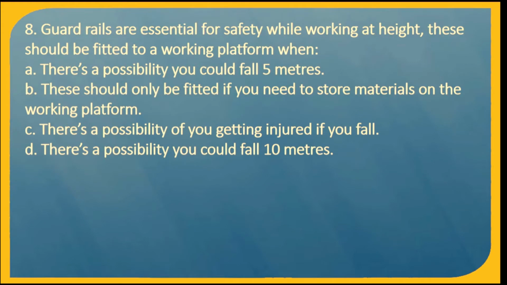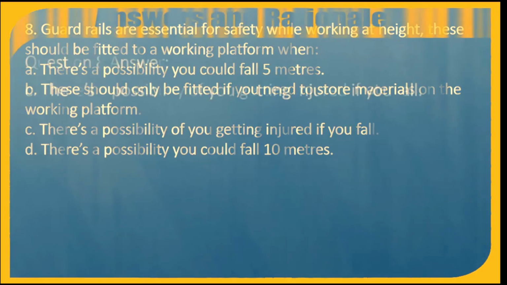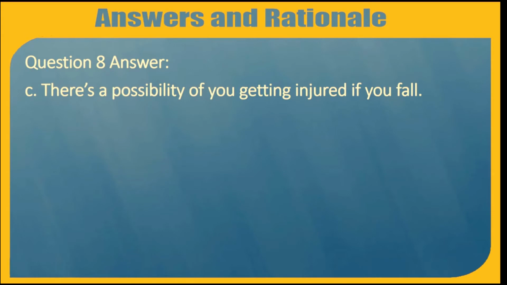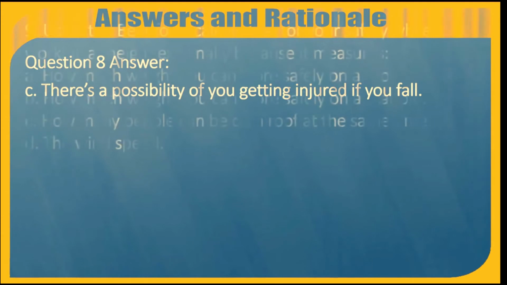Question 8. Guardrails are essential for safety while working at height. These should be fitted to a working platform when A. There's a possibility you could fall 5 meters. B. These should only be fitted if you need to store materials on the working platform. C. There's a possibility of you getting injured if you fall. D. There's a possibility you could fall 10 meters. Question 8 answer, C. There's a possibility of you getting injured if you fall.